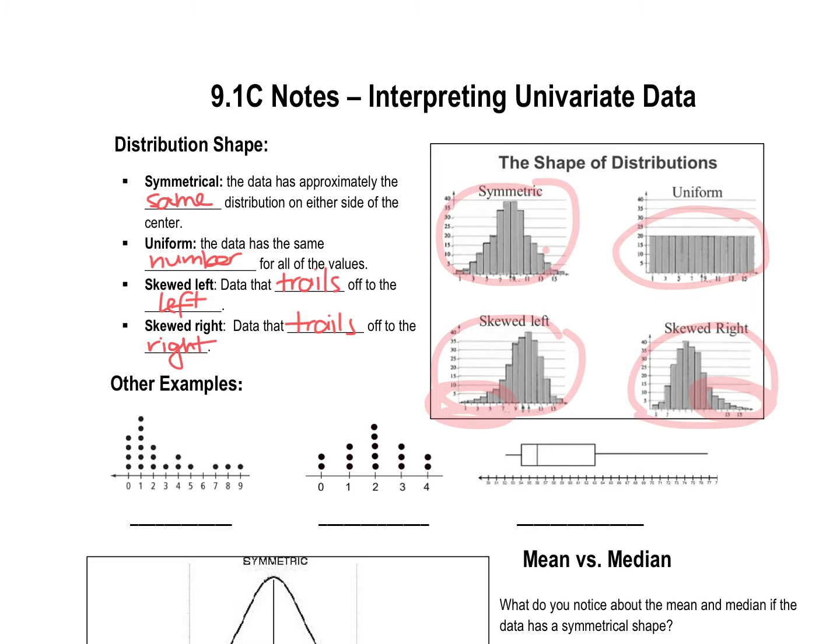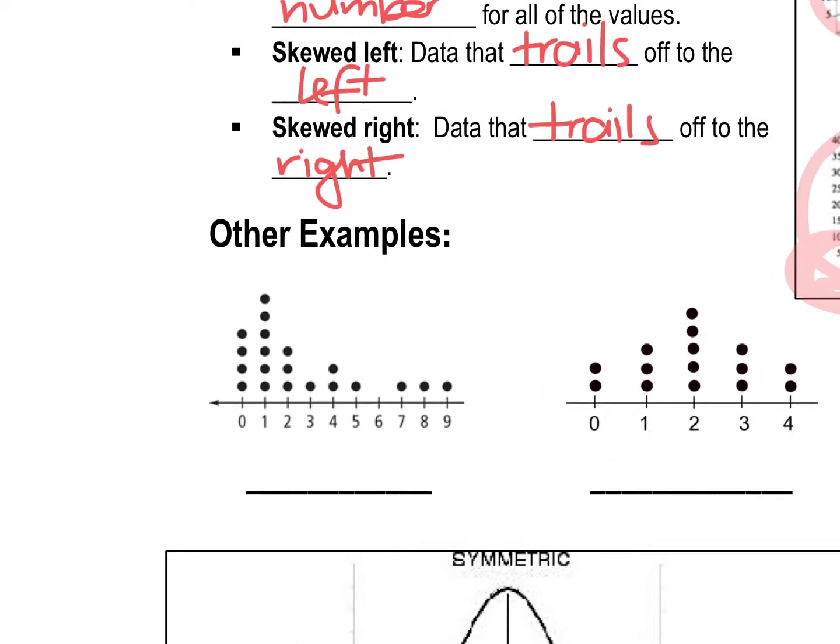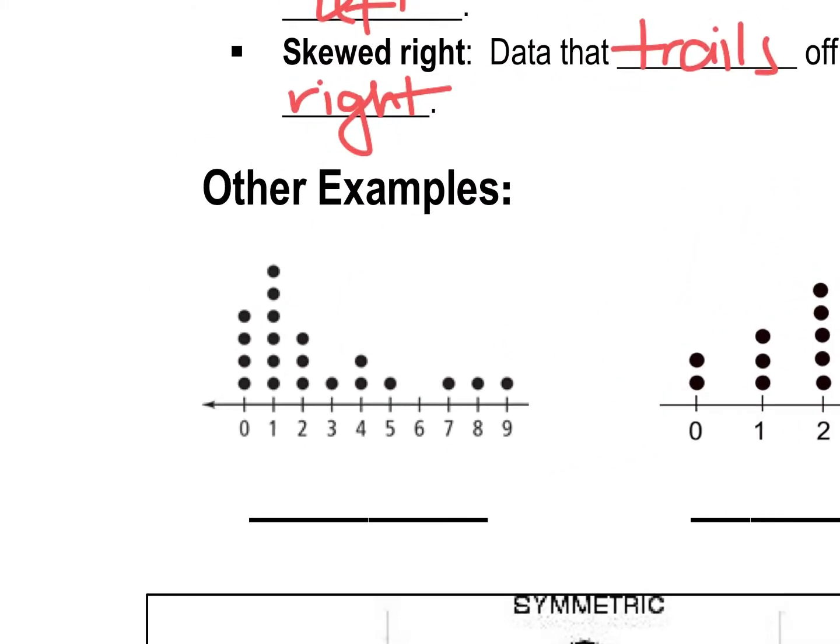Okay, now let's do some examples and see if we can name the shape of these distributions. The first example that we're going to do is right here. This one would be considered skewed right. Do you see the little tail right here to the right of data? So this one is skewed right.